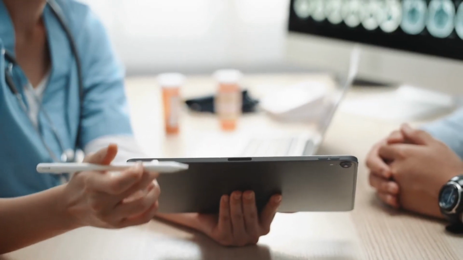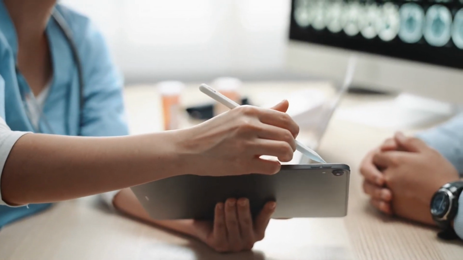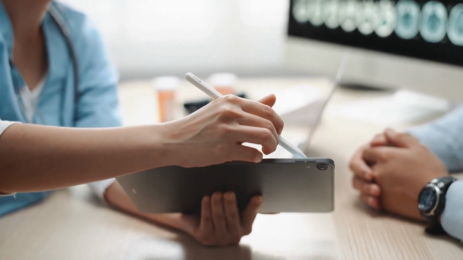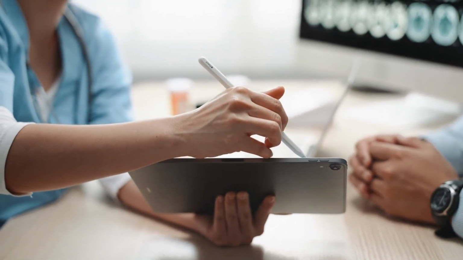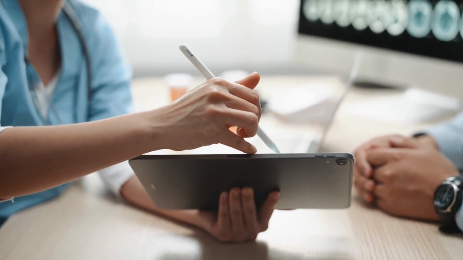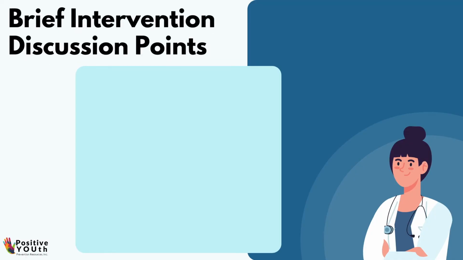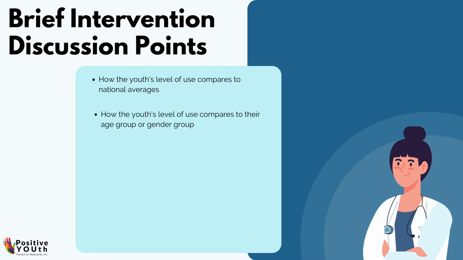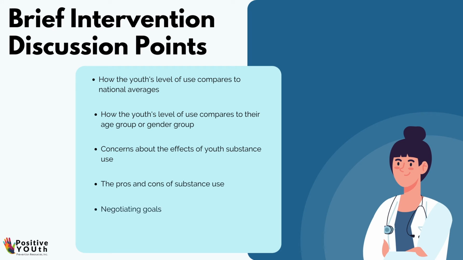Brief interventions usually include feedback about the screening score generated from administering a validated and standardized screening tool, such as the CRAFT, the S2BI, or other tools as we discussed earlier. Brief interventions also typically include discussions of these issues: how the youth's level of use compares to the national averages or to teenagers of the same gender or age groups, concerns about the potential effects of substance use during adolescence or young adulthood, the pros and cons of use, negotiating goals, including a commitment to cut back or stop use, and a commitment to action.